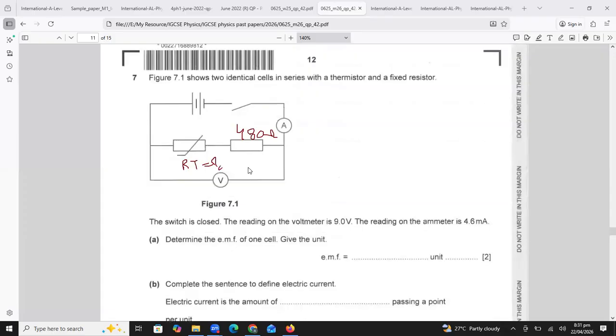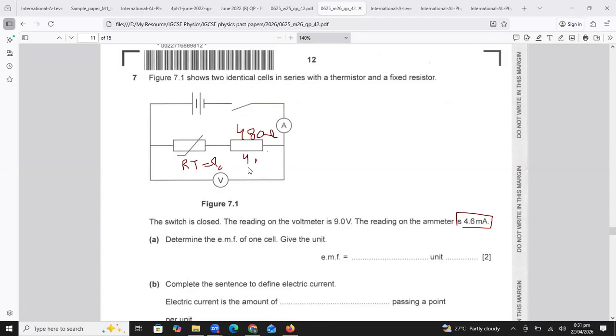Beta, there are different ways to solve such a question. There are lots of ways, so I will use the easier way to find the answer. They have already given us the electric current flowing through this circuit, which is 4.6 milliampere. It's a series circuit, so in a series circuit, current is the same across each resistor, across the thermistor and across the fixed resistor as well. So we have the current across the fixed resistor.